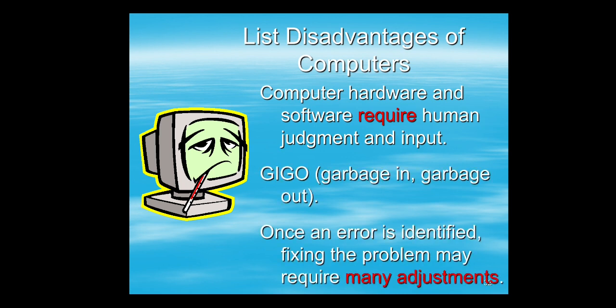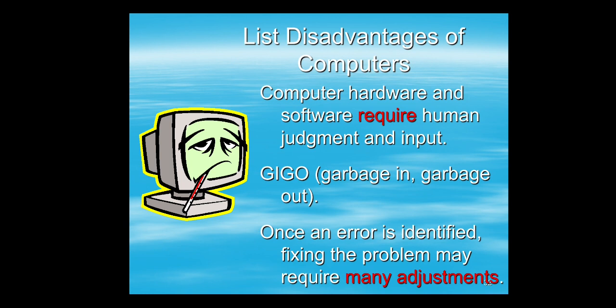But using computer and softwares, there are several weaknesses or disadvantages. First, computer hardware and software require human judgment and input. Okay, remember this. The technology is a machine. No matter how good the technology is, still it needs human. It needs us to enter everything, to do the judgment, to select the data.